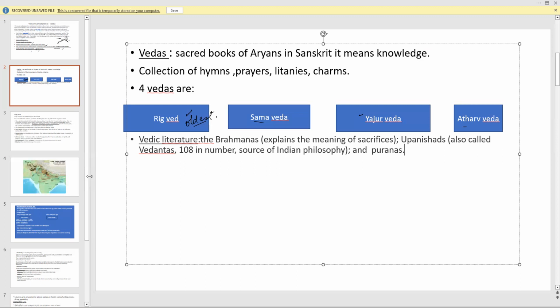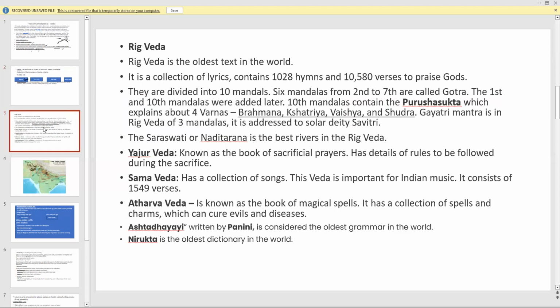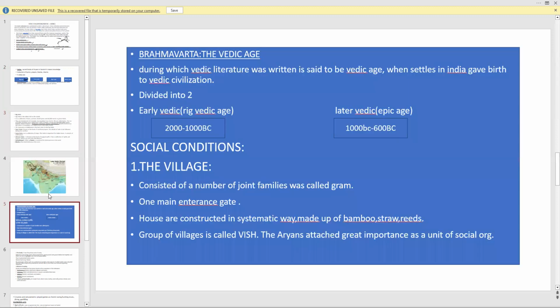Then the Vedic civilization was divided into two parts: the Brahmavarta and the Aryavarta. Aryavarta I will read later, but just to mention Brahmavarta and Aryavarta. During the Brahmavarta, Vedic literature was written, and it is said to be the Vedic age, when the Aryans settled in India and gave birth to the Vedic civilization. A question that comes again and again: what is the Vedic age, what is the Vedic civilization, and why is it called the Vedic civilization?